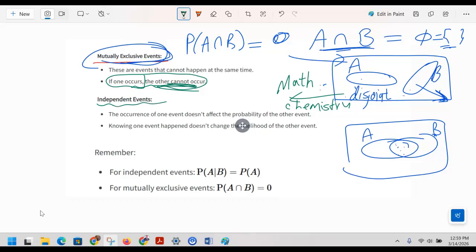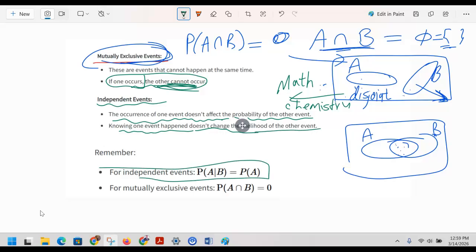What is the meaning of independent events? The occurrence of one does not affect the probability of the other event. That means knowing one event happened does not change the likelihood of the other event. This is what I showed you in the earlier example, the probability of both aces: the first one is ace and the second one is ace. That's what the formula is directly. So what happened in B doesn't matter. It's as good as writing the probability of A. So let's take an example of this.